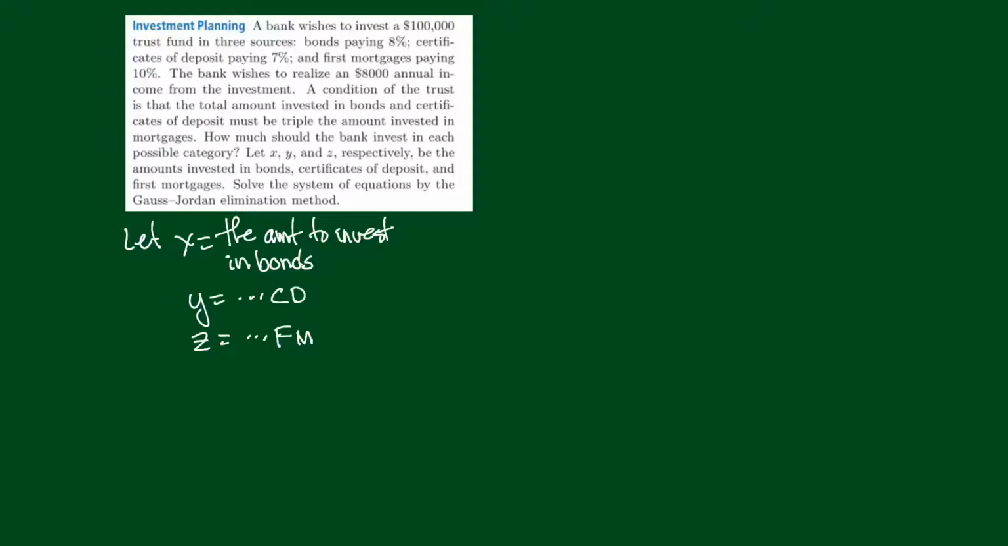Now I've got three variables, so I need three equations, and we have that total going on here, right? A bank wishes to invest $100,000. So I know that if I add the amount in each one, if I add these amounts together, I should get $100,000. So here's one equation right here: x plus y plus z equals 100,000. Now we need two more equations.